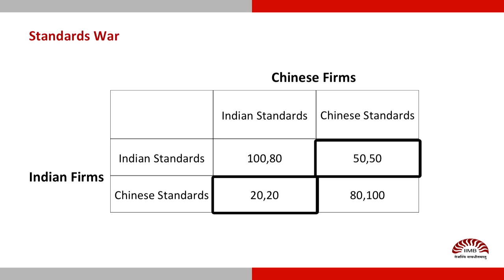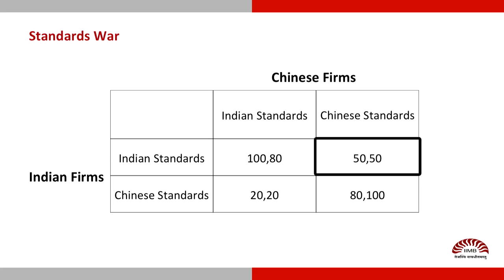What happens if the Indian firms adopt Indian standards and the Chinese adopt Chinese standards? Well, they both get 50 each, which just shows things are not that bad, but now neither of them has access to the other's market. On the other hand, if Indian firms were to adopt Chinese standards and Chinese firms were to adopt Indian standards, then the payoffs would be 20 and 20. Obviously, this is the worst possible situation. What are the Nash equilibria for this game?